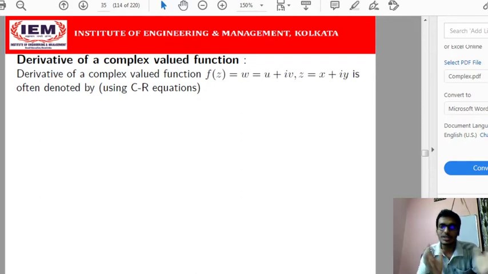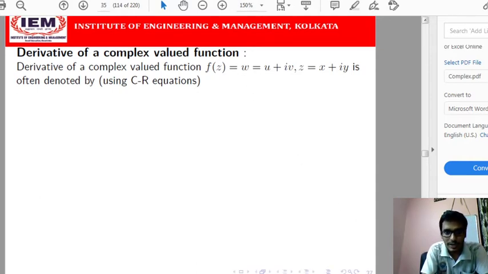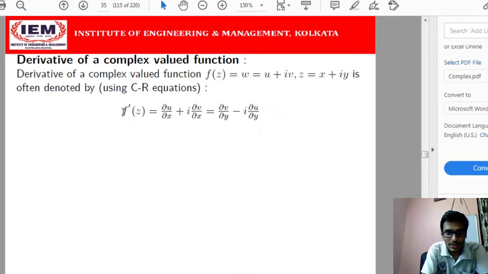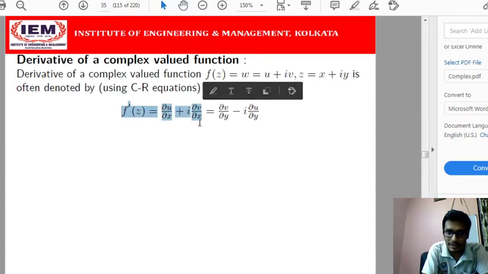Now by using the Cauchy-Riemann equation we will try to define the derivative of f(z) with respect to z, that means f'(z) or dw/dz. How can we define it? You know that f(z) equals u plus iv. So f'(z) equals either du/dx plus i dv/dx, or f'(z) equals du/dy plus i dv/dy. So with the help of the partial derivatives du/dx, dv/dx or du/dy, dv/dy, f'(z) can be represented in that form.